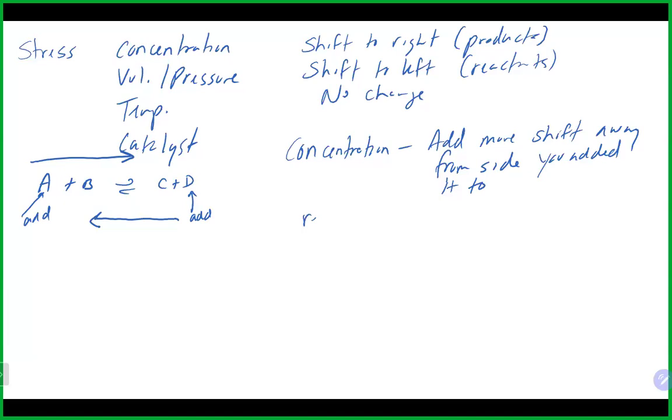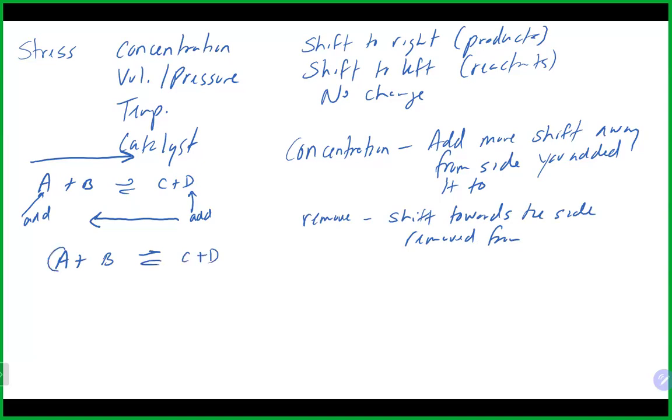When we remove, it will always shift towards the side we removed it from. So same idea here. If we have this reaction and we decided to get rid of some A, there's two ways you could think about it. You could think about it as like you made a big hole on the left-hand side, so you got to go fill the hole. And it's going to go towards the side that we removed it from. What's really happening here is you actually remove some reactants, which once again means you now actually have more products. So they're going to come together and go in the reverse direction. And that's why it goes towards the side you removed it from.